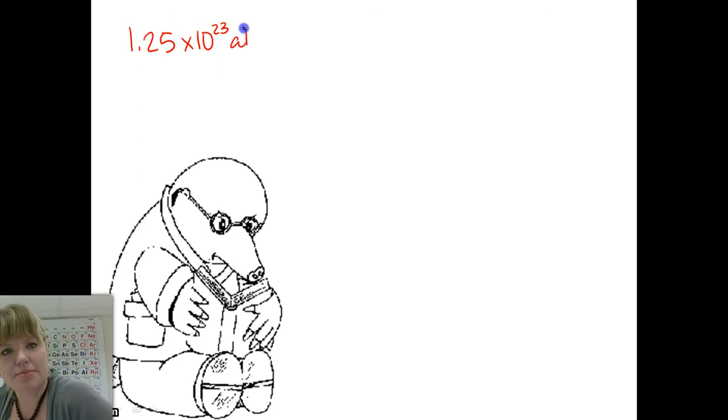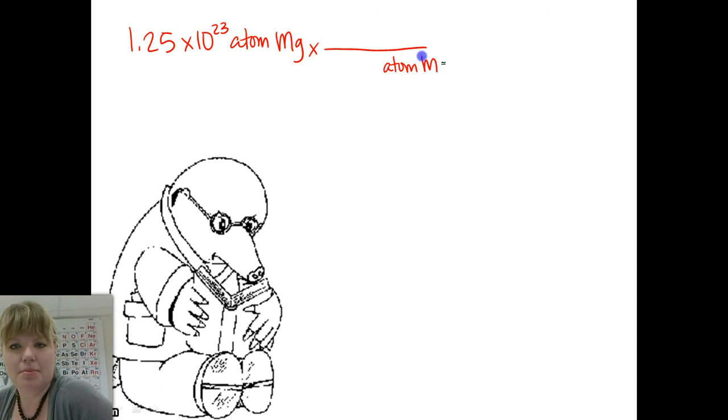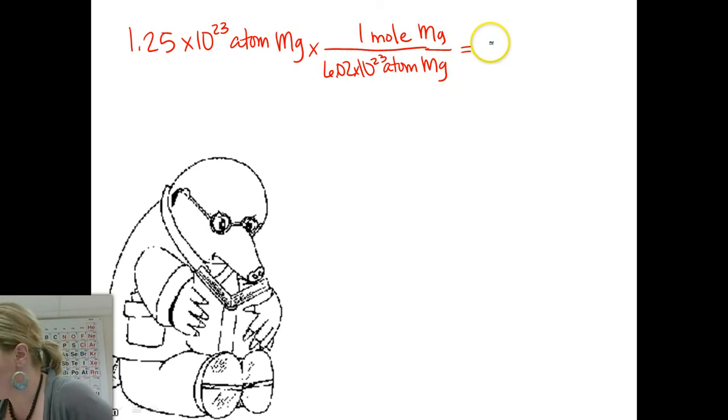atoms of magnesium? So since it said magnesium, we know to put atoms. If it would have said magnesium chloride here, we would have put formula units. Okay, so we put atoms of magnesium on the bottom, and we put 1 mole of magnesium on top. So it's going to be 6.02 times 10 to the 23rd. So we're just going to divide these two. And I'm just going to go ahead and look in the book here for the answer.